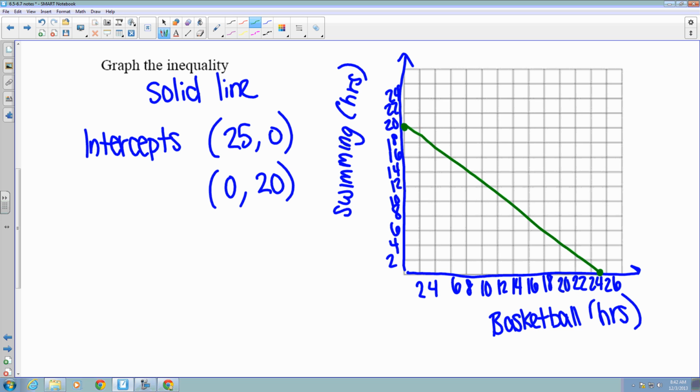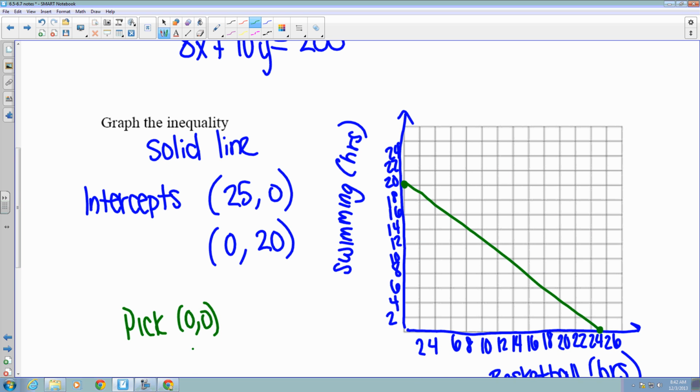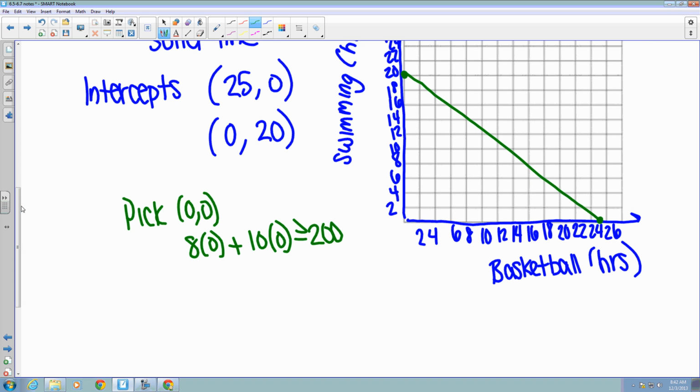So that's your line. Now you have to figure out which side to shade. I'm going to pick 0, 0. Go back up to look at the equation. So 0 plus 0 greater than or equal to 200. Is that true? Not true, so we shade the other side.